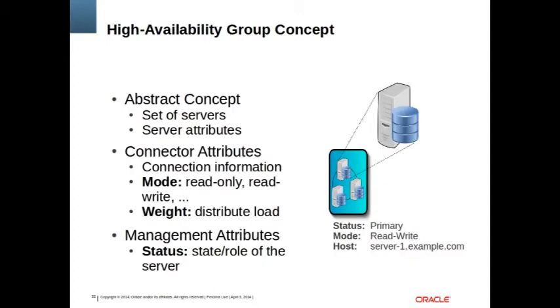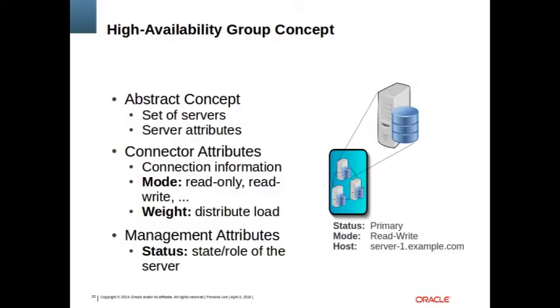So, we've already seen this. A group is an abstract concept. What are the attributes that you can configure in a group? You can mark some of the servers as read-only, you can mark some of them as read-write, so that the connectors automatically distribute your query. So you mark a query as read-only, it will go to the slaves. You mark a query as read-write, it will automatically go to the master.